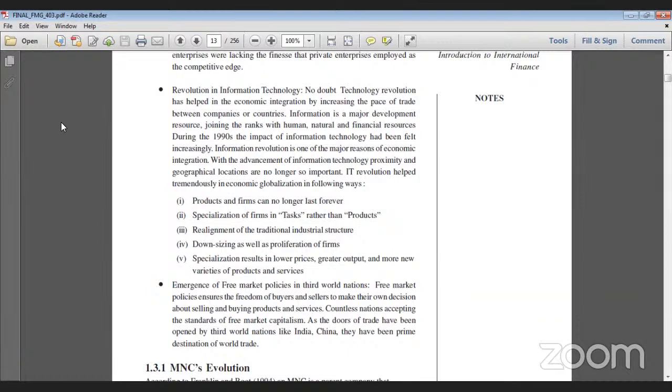Emergence of free market policies in third world nations. Free market policies ensure the freedom of buyers and sellers to make their own decisions about selling and buying products and services. Countless nations are accepting the standards of free market capitalization, so the door of trade has been opened by third world nations like India and China. They are prime destinations of world trade because the populations of both countries are very high.